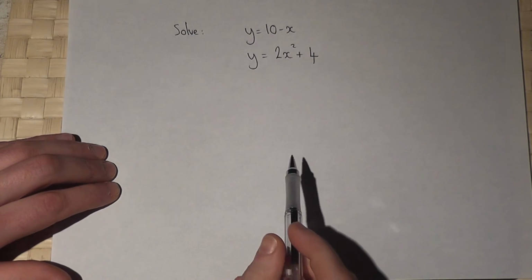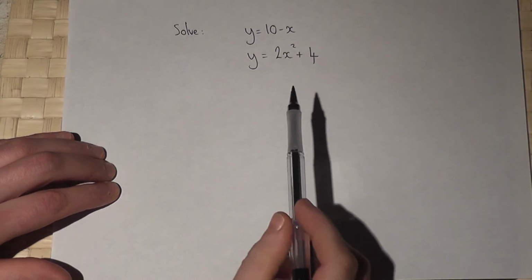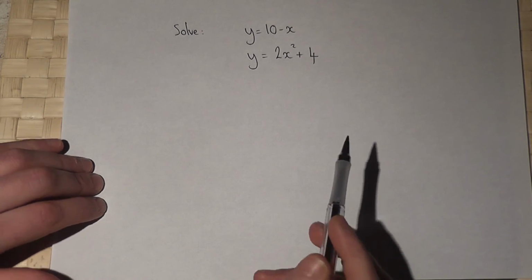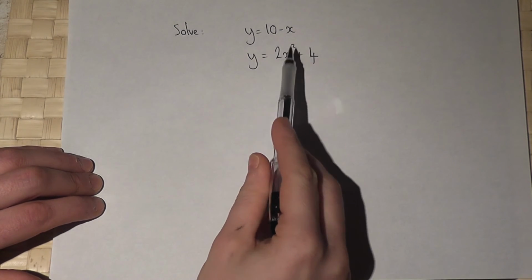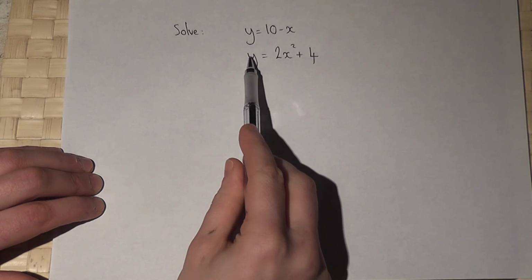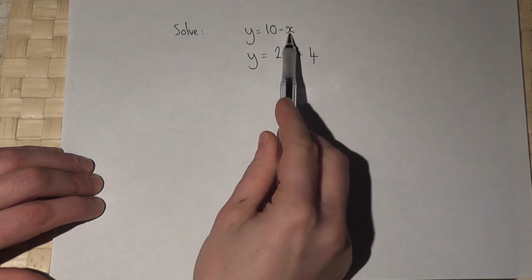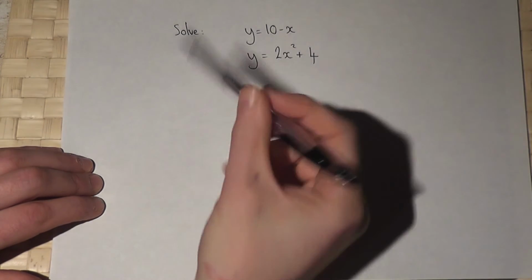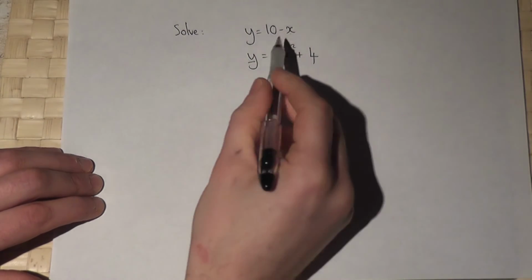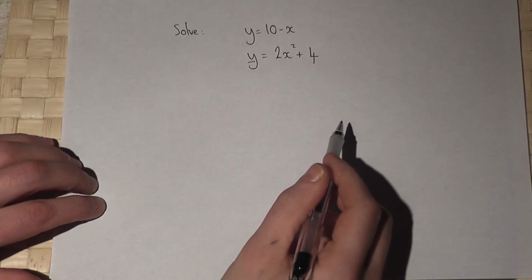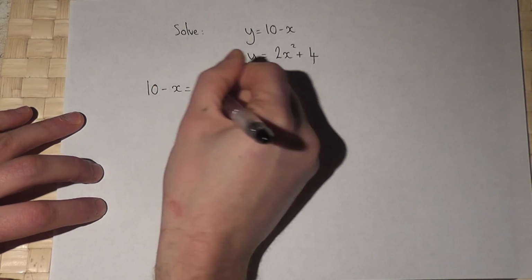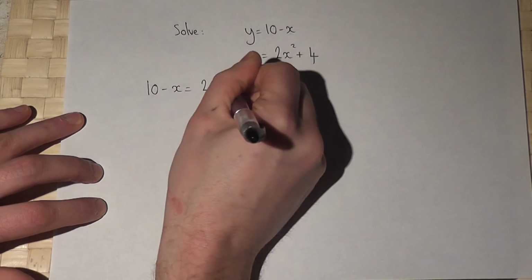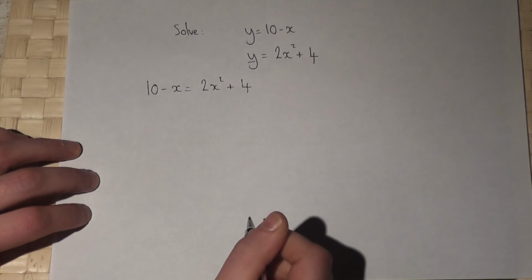This question asks us to solve the following pair of quadratic simultaneous equations. Now then, we know that y equals 2x squared plus 4, but we also know that y equals 10 minus x. So I can replace this y here by 10 minus x. That's called substitution. So 10 minus x equals 2x squared plus 4.